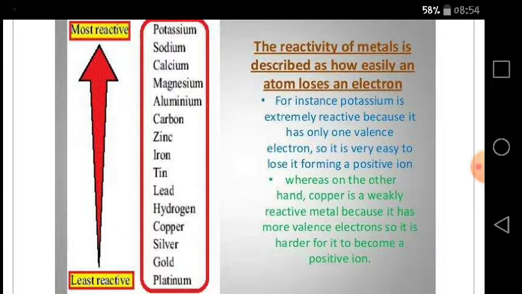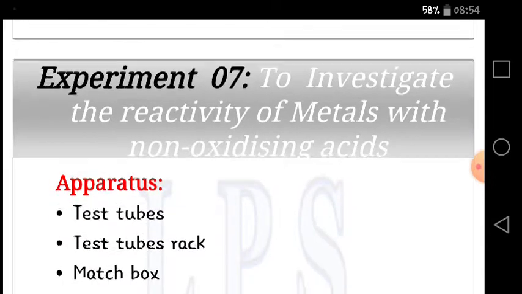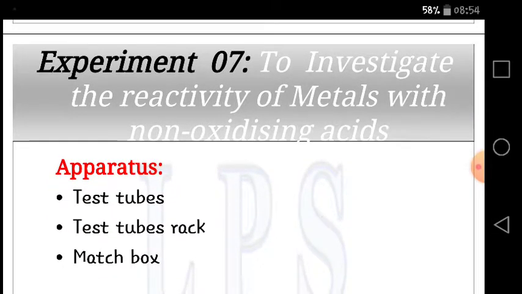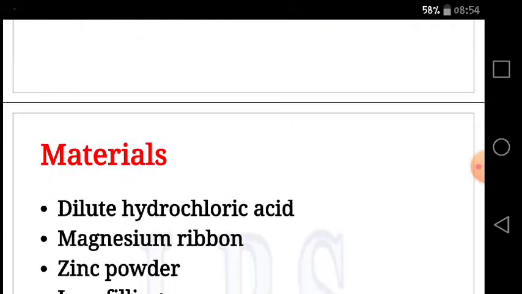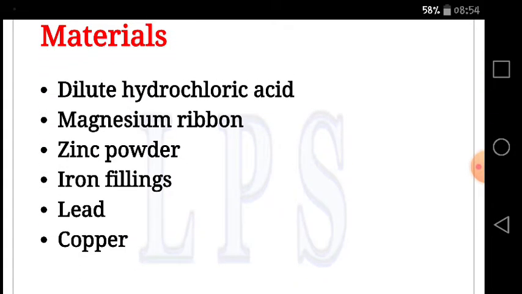After understanding this reactivity series, now we are moving towards our experiment, and this is experiment number 7 according to your book. Dear students, we have to investigate the reactivity of metals with non-oxidizing acids. For this purpose, we need apparatus: test tubes, racks, and a matchbox. The materials which we need are as follows: dilute hydrochloric acid, magnesium ribbon, zinc powder, iron filings, lead, and copper.